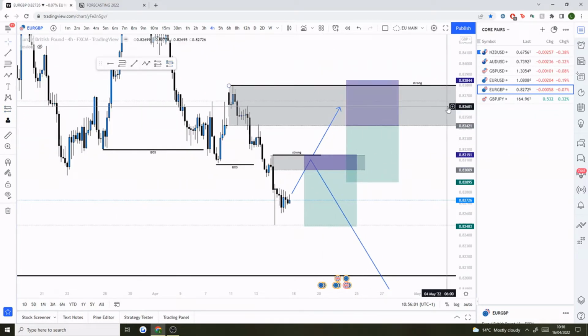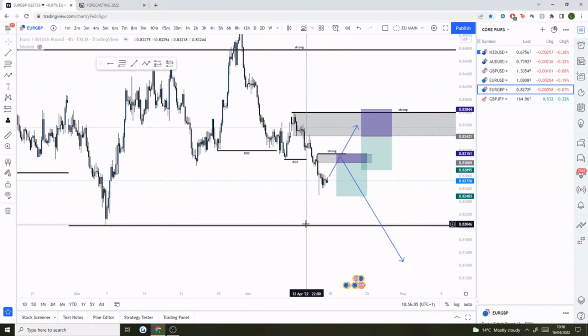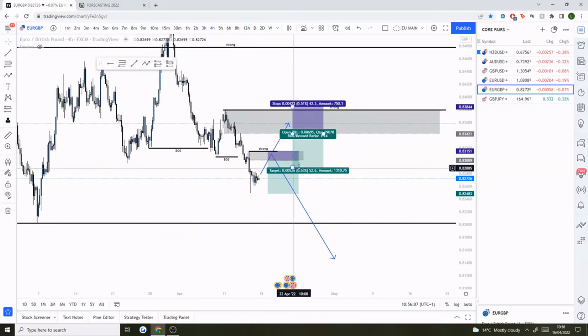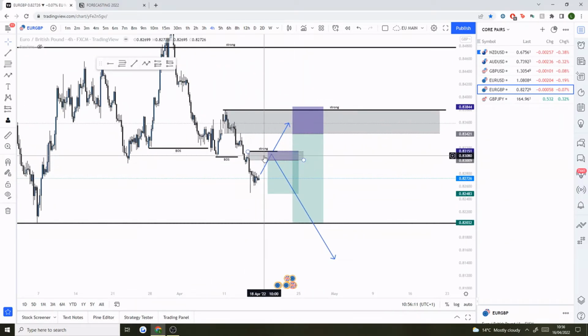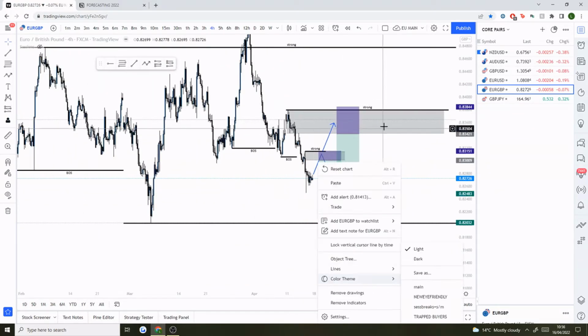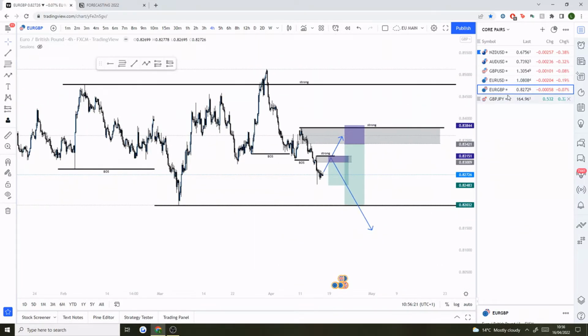So for me, on Euro Pound, I am anticipating the bearish bias. I do think we're going to break this week low based on the weekly time frame, and I'll be looking to follow that thesis from either here initially, or failing that, I will look to follow it from here, and I am confident in this overall prediction. So that's my analysis of Euro Pound this week.